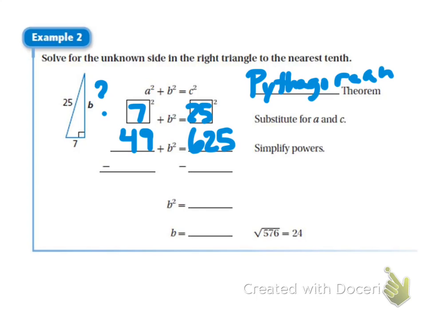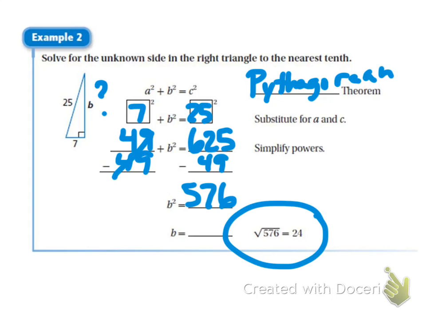Now I need to get b all by itself, so I'm going to subtract 49 from both sides to get rid of the 49 and find out what b squared equals. I subtract 625 minus 49, and b squared now equals 576. The last step is to find the square root of 576 in my calculator, and that is exactly 24. So the answer to number 2, b equals 24.